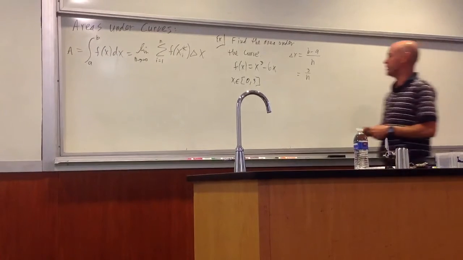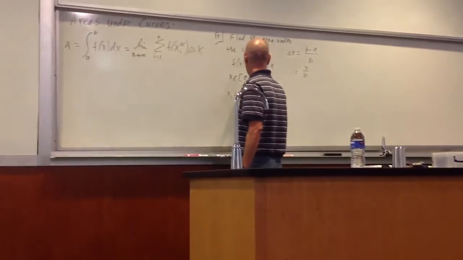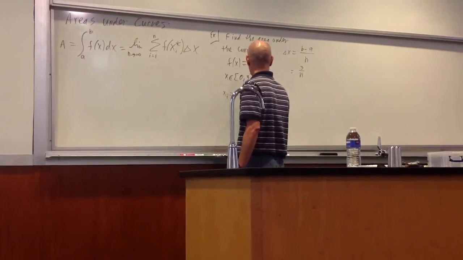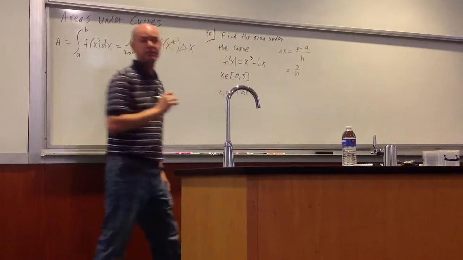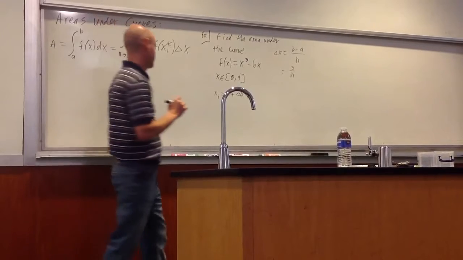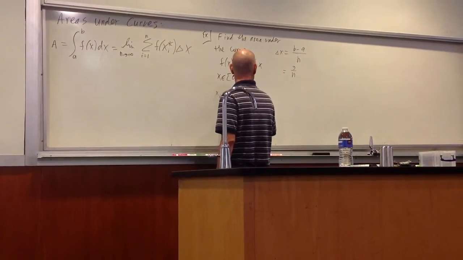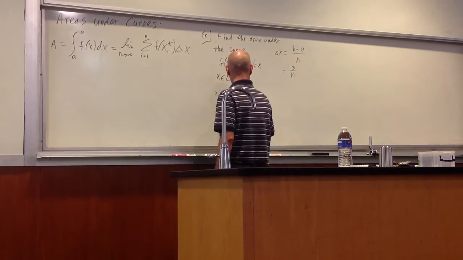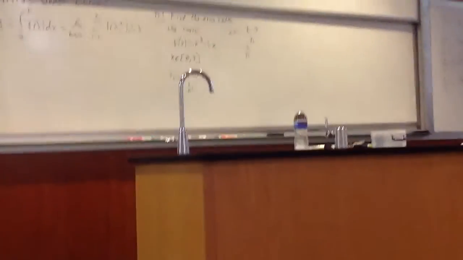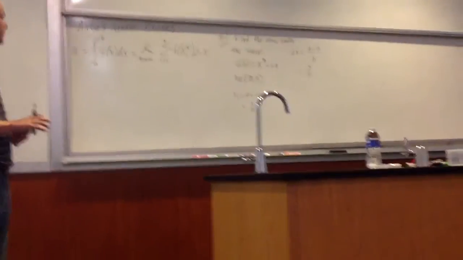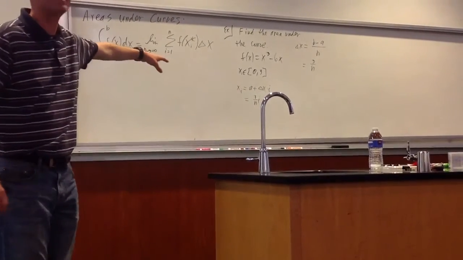Now, if I want the node points, I'm going to get a plus delta x times i. A is what in this case? 0. So delta x is 3 over n, so 3 over n times i. Make sure your neighbor understands where I'm getting this stuff from.